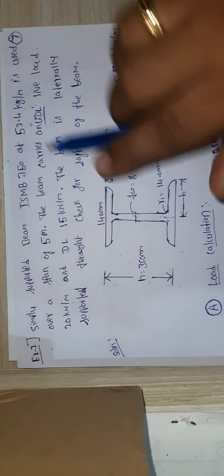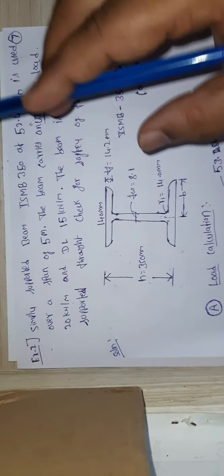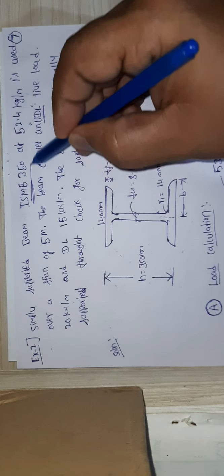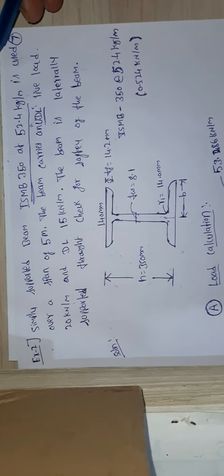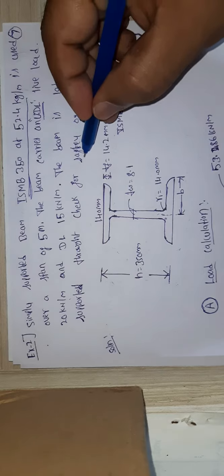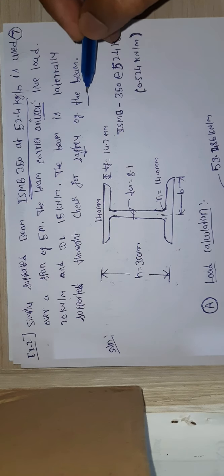So here, in this type of example, you can see that they have already given the sections, the type of the sections. So then what are your steps? You need to check for the safety of the beams. That's what is given in this example.